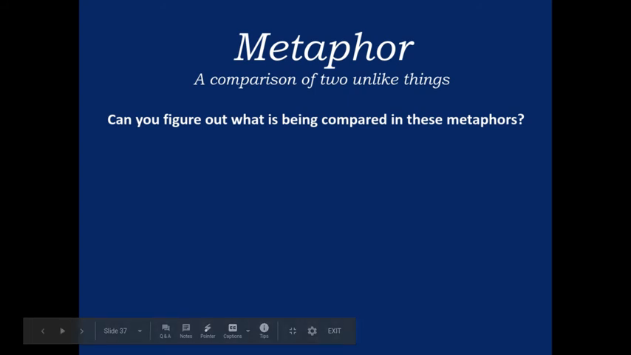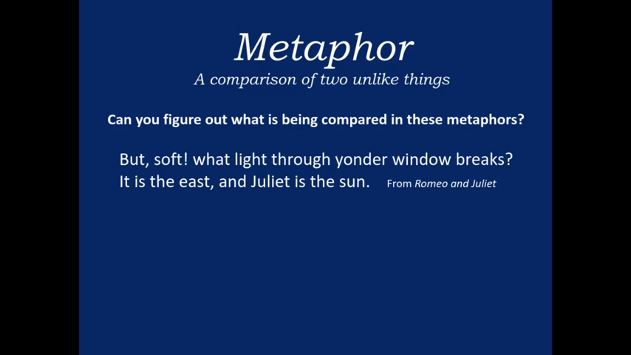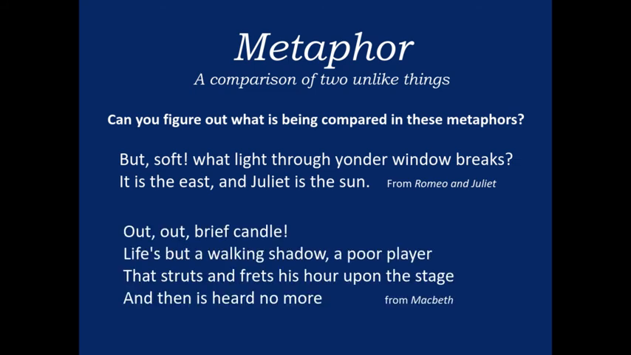Metaphor, we know, is a comparison of two unlike things. So let's see if you can figure out what's being compared. This is from Romeo and Juliet. "But soft, what light through yonder window breaks? It is the east, and Juliet is the sun." So what is being compared here? So if you see, Juliet is being compared to the sun. So she has all those properties of being wonderful, and, think about it, everything rises in the morning. So she's the reason everything's there in existence.